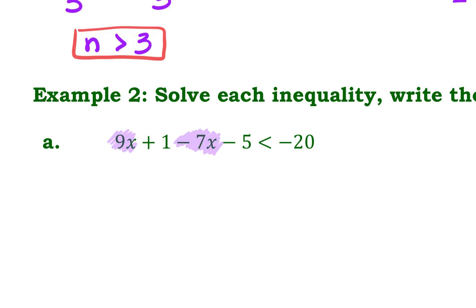You're going to put what's highlighted together. You have a 9 minus 7. So what's 9 minus 7? 2. Good. So we have 2x. All right. What's not highlighted? The 1 and the -5. Good. So we're going to put those together next. I'm just going to bring it down for now, just so you have every step written out.